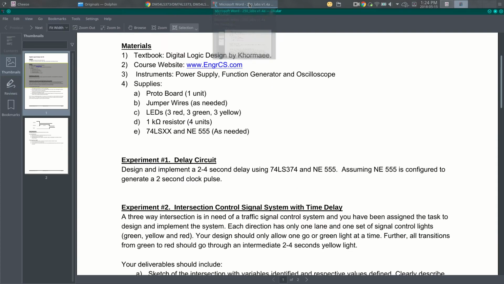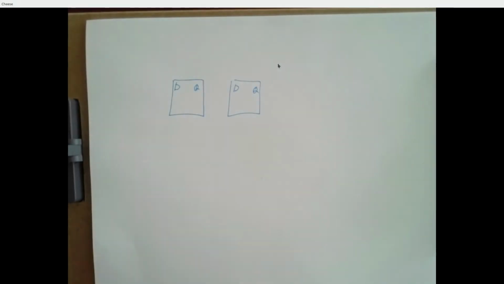And how do you get a delay circuit out of flip-flops? You connect them together. Oh, we can't see. Just gonna make you read my mind.